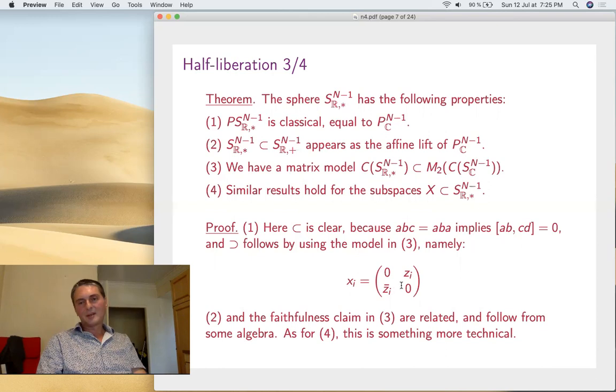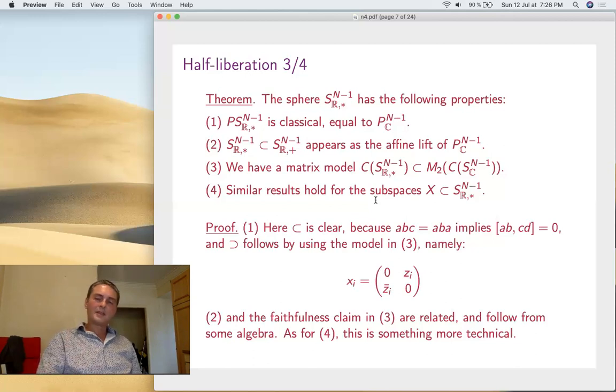Then you can also work out that this model is actually faithful. So I have a matrix model like this, obtained by these matrices. Once again, this follows with a bit more algebra. And finally, similar results actually hold for all the subspaces of the real sphere which are non-classical. This is a bit more technical, but some of the idea is the same, projective lifts, things like that. So all this is Bichon, actually, all these things.